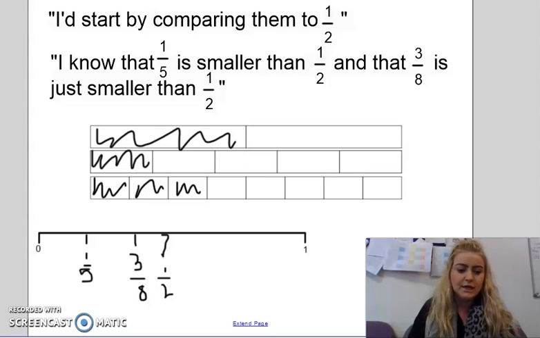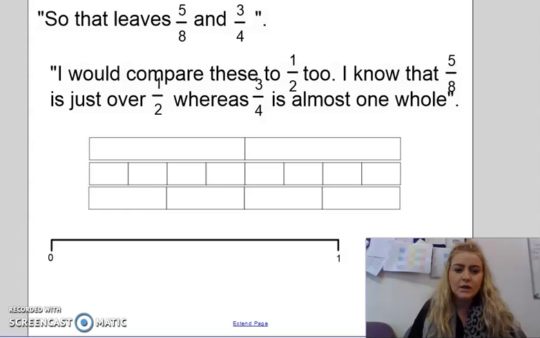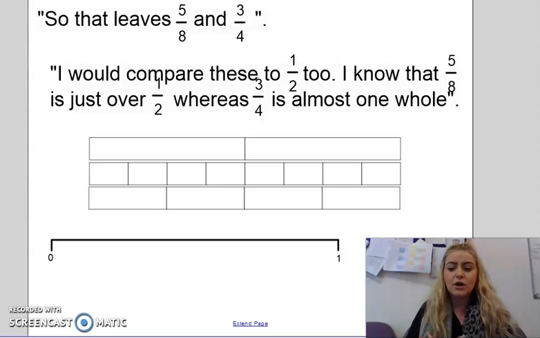So let's have a look at the next bit. So that leaves 5/8 and 3/4. And she says, I would also compare these to a half. So I know that they're greater than a half, but I need to know how much greater. So I know that 5/8 is just over 1/2. And again, we know that because 4/8 would be equivalent.